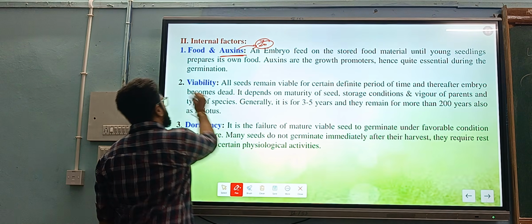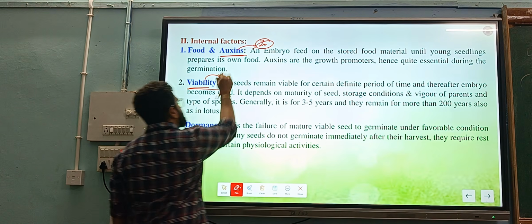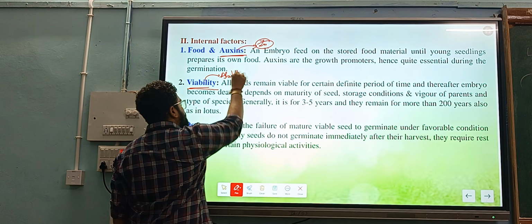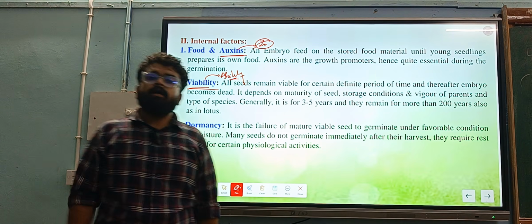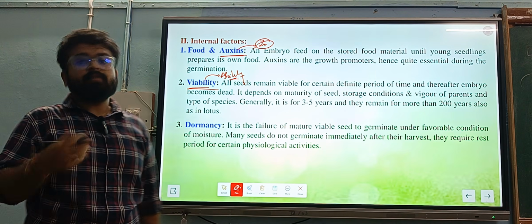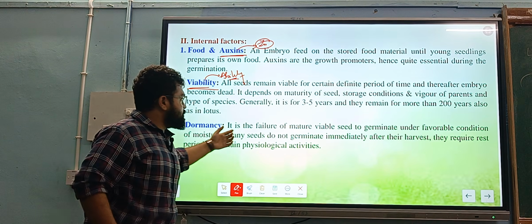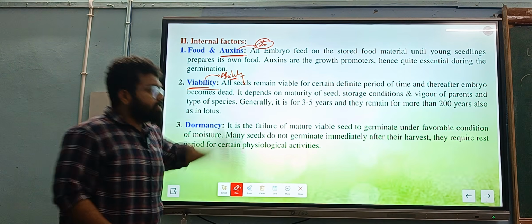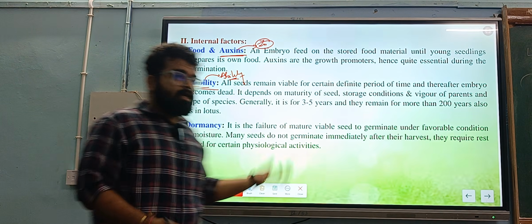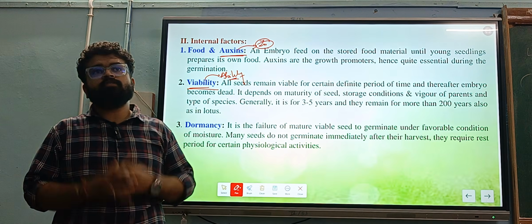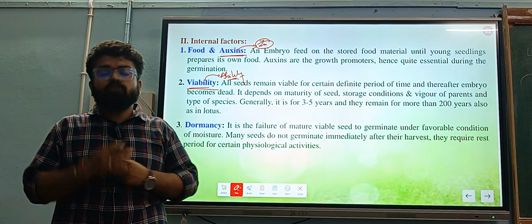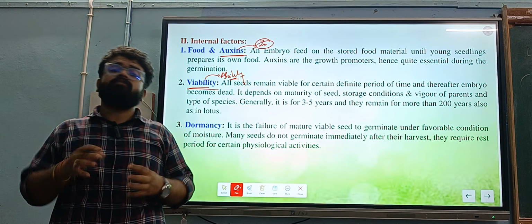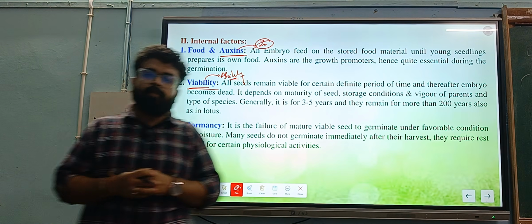Viability, that is the ability of a seed to germinate in a very fast manner, is also an internal factor that determines germination. And dormancy is the failure of a mature viable seed to germinate under favorable conditions. A few seeds such as groundnut have innate dormancy that does not allow the seed to germinate. So such internal factors also decide the germination of seeds.